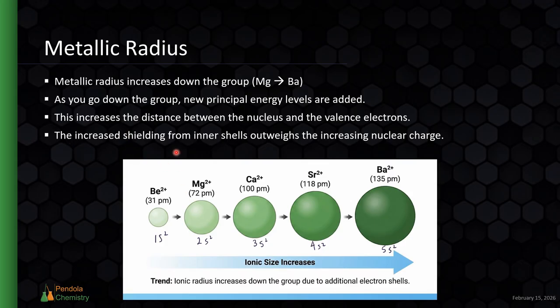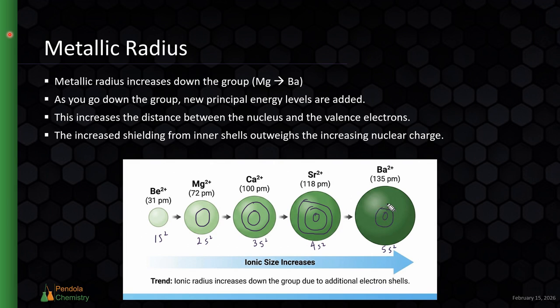As we do this, the distance between the nucleus and the valence electrons is going to increase, and so is the shielding. As we add more layers to these ions, as we add more energy levels, because there are 2 in magnesium, 3 in calcium, 4 in strontium, and we're counting that outer shell as an energy level, obviously. That one right here. In strontium 2+, and then 5 in barium 2+.